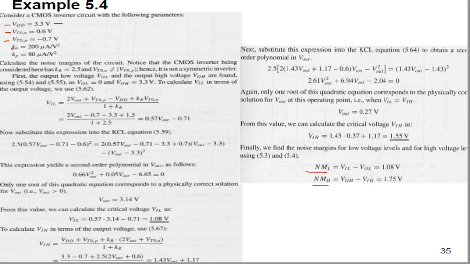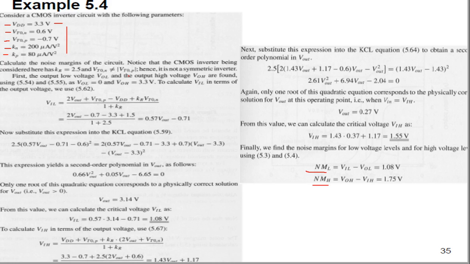Kn is taken as 200 microampere per volt square, and the value of Kp is 80 microampere per volt square. So will it be the case of a symmetric inverter? Definitely not. It's not going to be a symmetric inverter, by looking at these values. But what will be the value of noise margin low and noise margin high for this case?